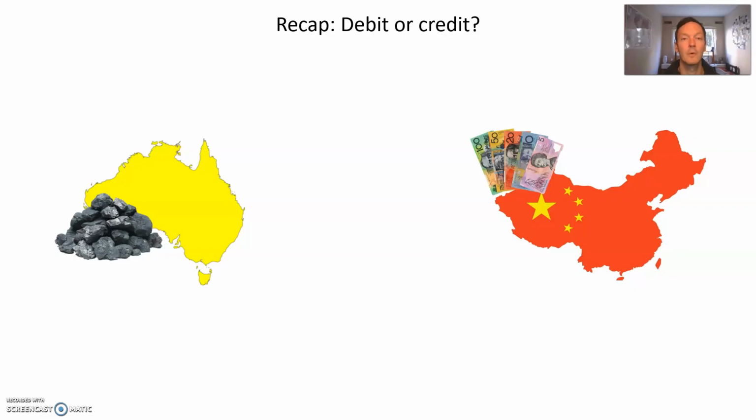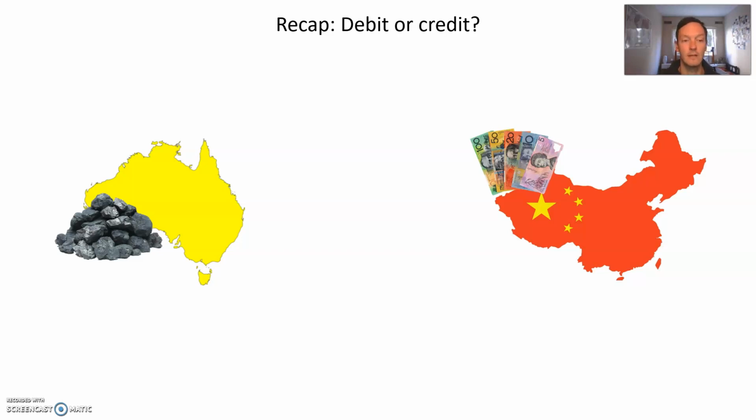But before we get started, we want to do a recap on this concept of debit or credit. You might remember from earlier, I gave you a little trick: when you use your debit card at the shops, which way does the money flow from your bank account? Well, it leaves your bank account. So a debit is when money leaves the country, a credit is when money comes in.